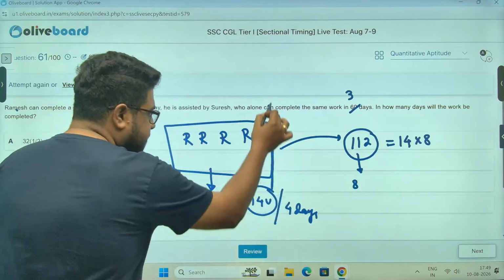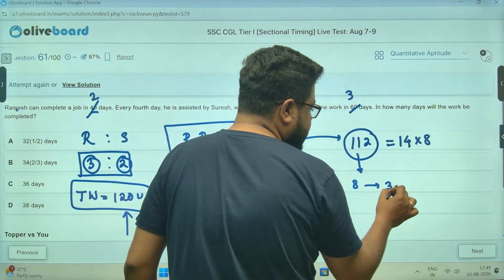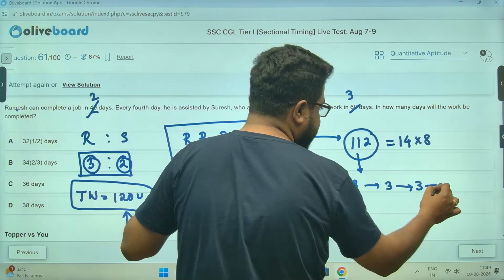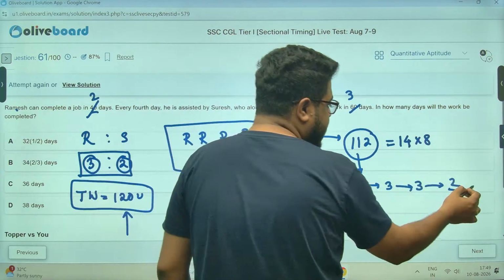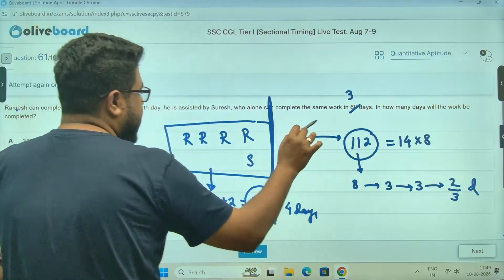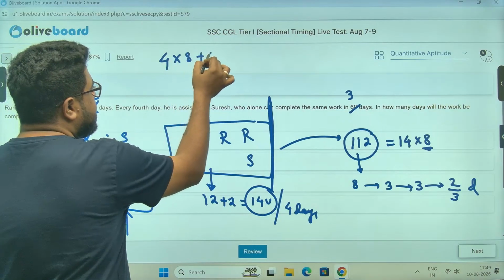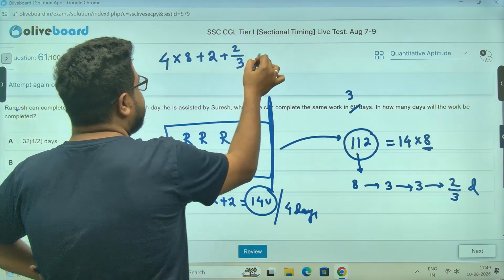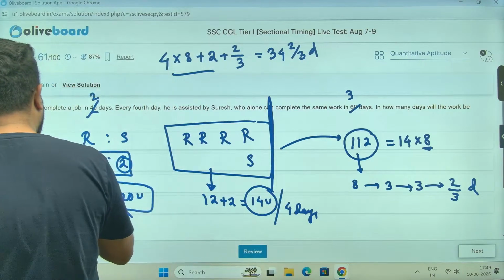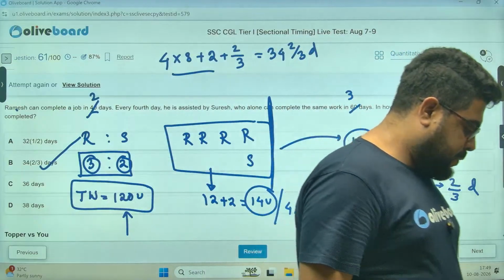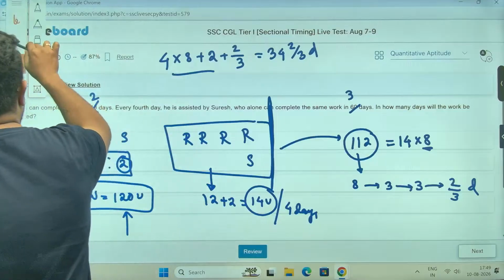Once a particular packet ends, next day Ramesh will do 3 units, next day again Ramesh 3 units, and the next day 2 units remain. For 2 units he will take 2/3 of a day. So my answer will be 8 packets of 4 days each, so 4 into 8 plus 2 normal days, and the last is 2/3 of a day. That is 34 whole 2/3 days, which is option B. Clear, everyone? Simple question.